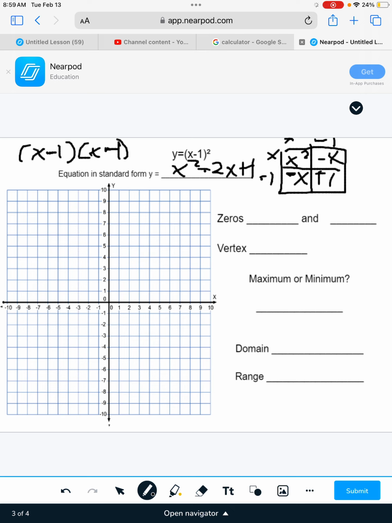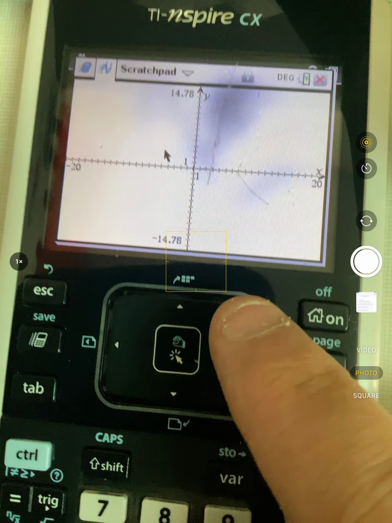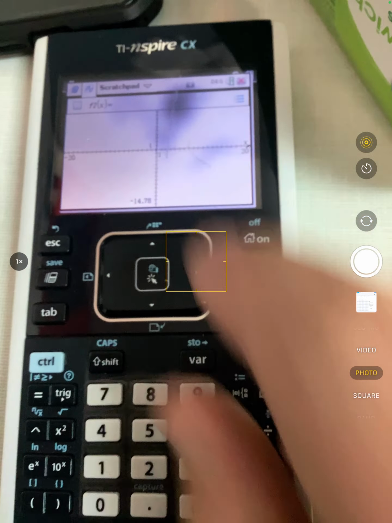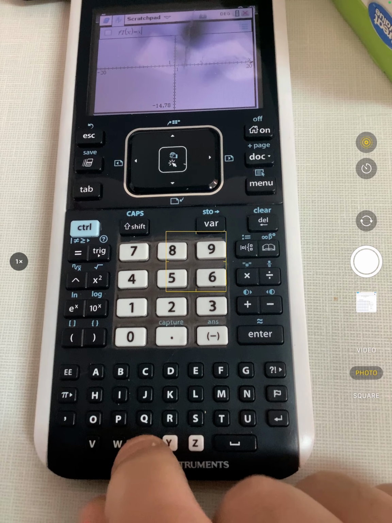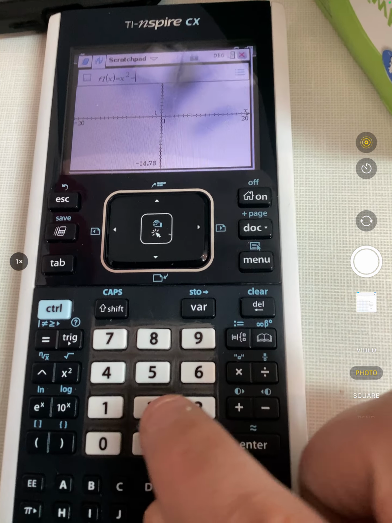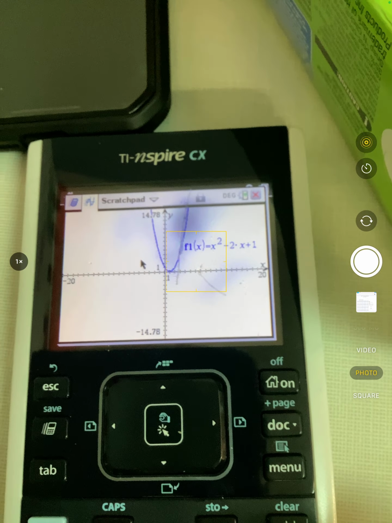All right? So let's go ahead and do it. Let's plug it in. Camera, calculator, menu, 3, 1. It gives me this. X squared, right? Minus 2x plus 1. And I hit enter. And by pushing enter, it gives me a graph.